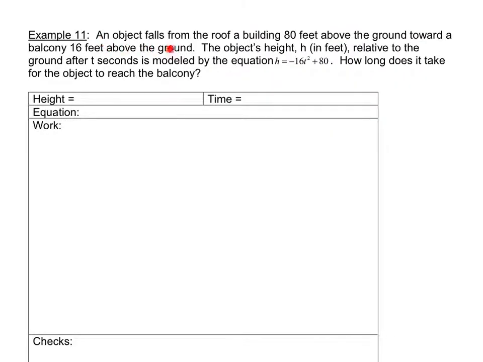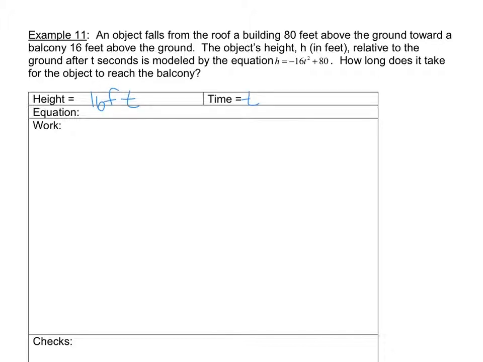It says an object falls from the roof of a building 80 feet above the ground toward a balcony 16 feet above the ground. The object's height, h in feet, relative to the ground after t seconds is modeled by the equation h equals negative 16 t squared plus 80. How long does it take the object to reach the balcony? Okay, so the height we're looking for is 16.